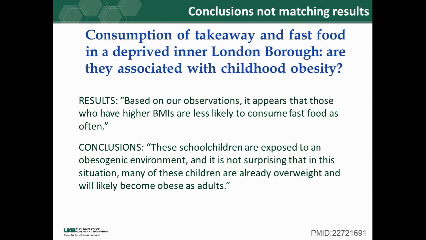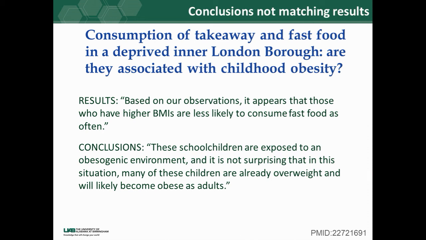And then there are sometimes where the bias is just right in your face. This is an example of one we read, on the consumption of takeaway and fast food in a deprived inner London borough. The results actually showed that, based on our observations, it appears that those who have higher BMIs are less likely to consume fast food as often. So that's the opposite association that most people would think. Most people think that if you eat more fast food, you'll have a higher BMI. And this was the opposite. People with higher BMIs consumed less fast food.